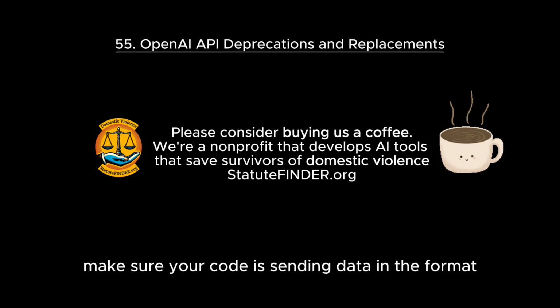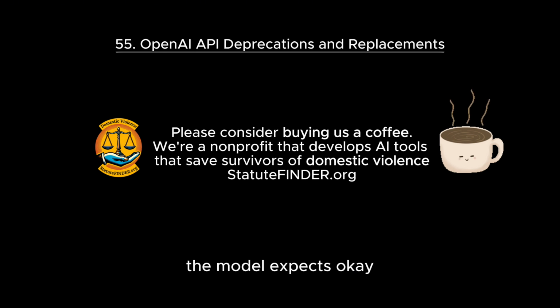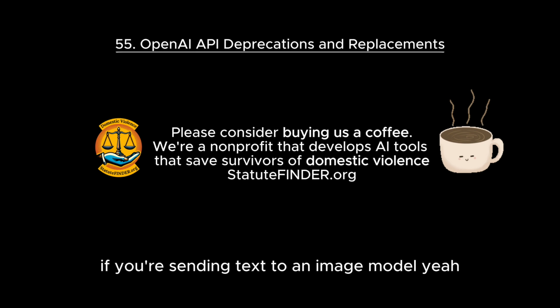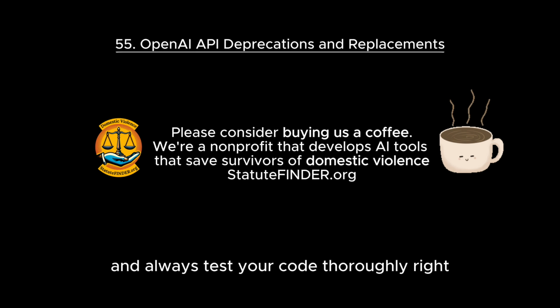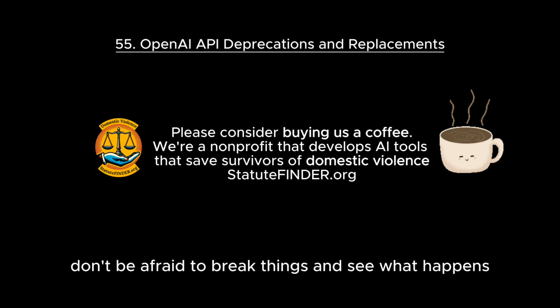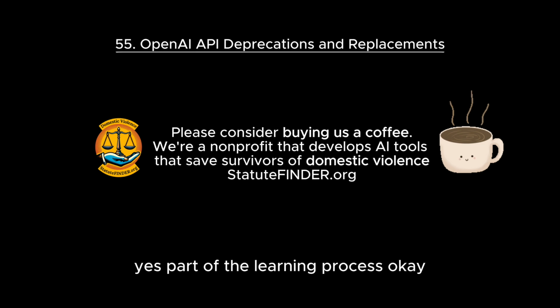Make sure your code is sending data in the format the model expects. If you're sending text to an image model, you're going to get some strange results. And always test your code thoroughly. Don't be afraid to break things and see what happens. It's part of the learning process.